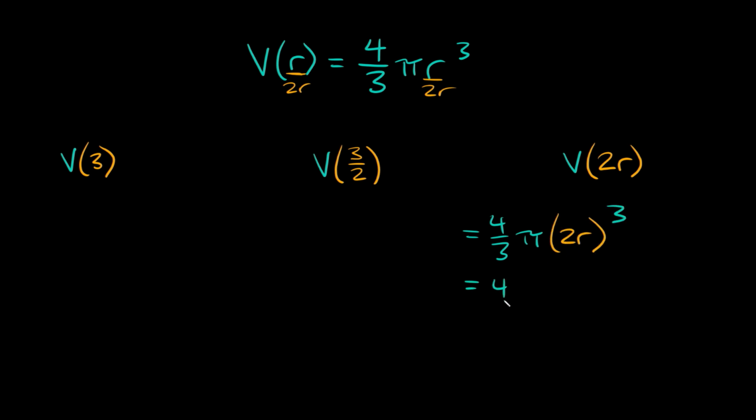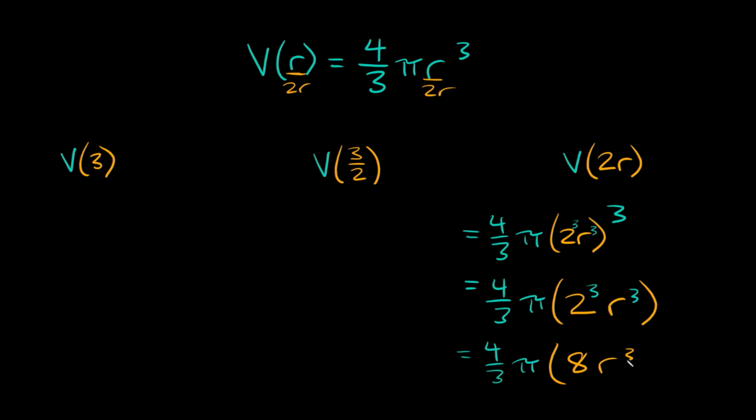So this is going to be equal to 4/3 times pi. Now, this time you have to apply the exponent to everything that's inside your parentheses. So we need to apply this exponent to the number and to the variable, to this coefficient, to the 2, and to the variable, to the r. Okay, so if we simplify this now, we're going to get 4/3 times pi times 2 cubed is equal to 8, and r cubed is equal to just r cubed.